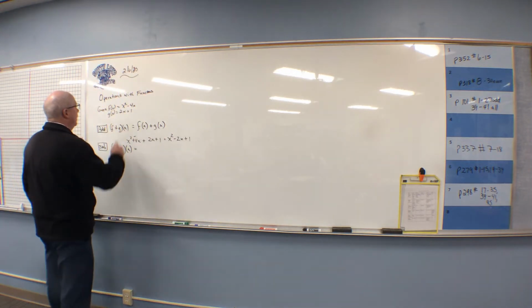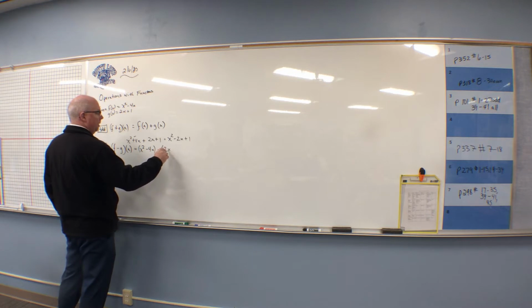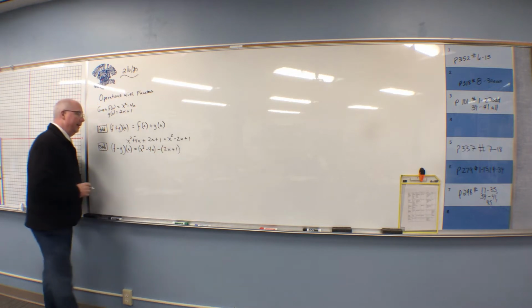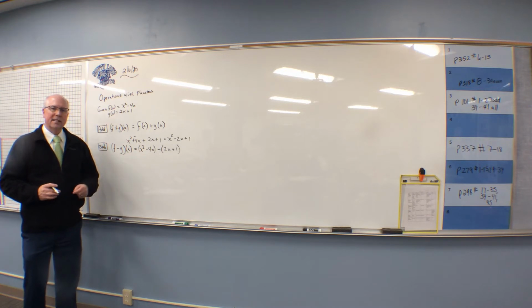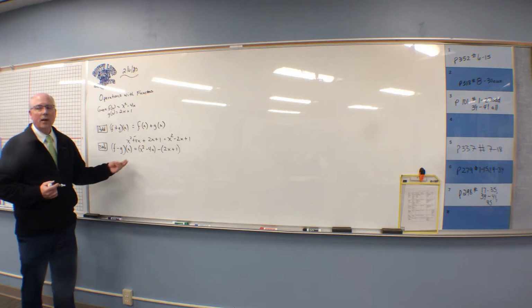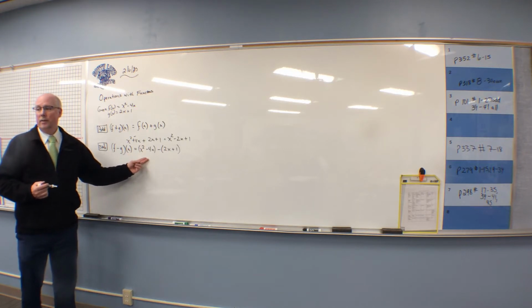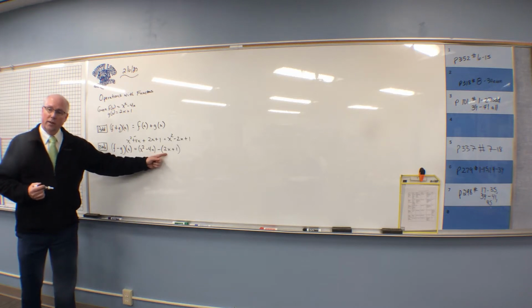So we would take the f function, which is x squared minus 4x, and we would subtract the 2x plus 1. Now you'll notice that in the addition I did not put them in parentheses because it doesn't matter, according to the commutative property of addition. We can add in any order we want. However, subtraction is not that way.